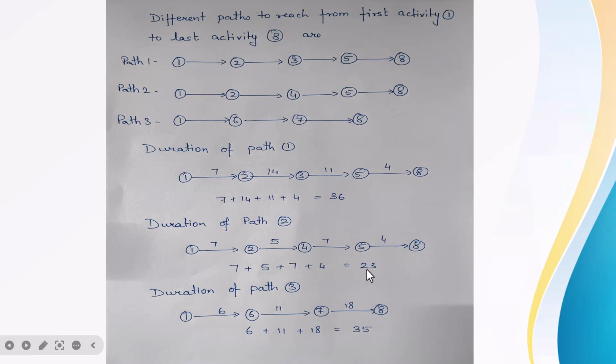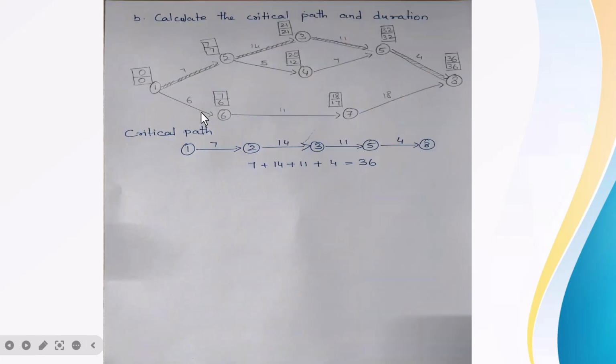23 months it will take to finish the construction. In part 3, the duration of part 3 will be 1 to 6, 6 to 7, and 7 to 8. 6 plus 11 plus 18, 35 months it will take to finish the construction. Now let's see how to calculate the critical path in the CPM.